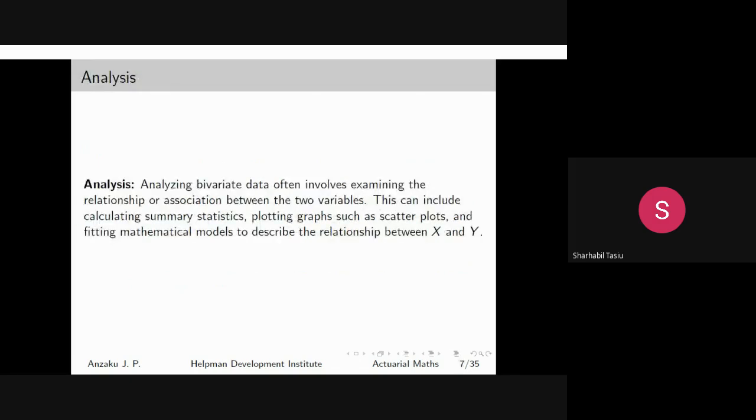In analyzing bivariate data, we often examine the relationship or the association between the two variables. This can include calculating summary statistics, plotting graphs such as scatter plots that will show us the juxtaposition of the two random variables, and fitting mathematical models to describe the relationship between x and y.